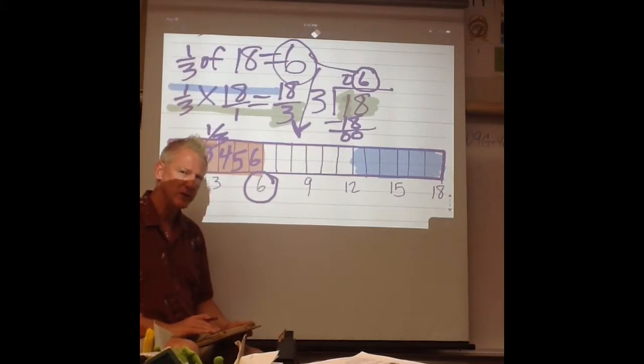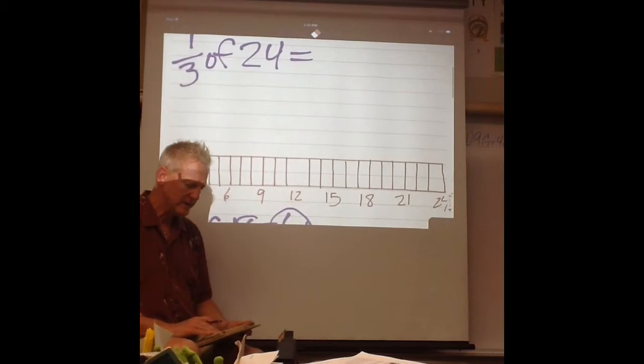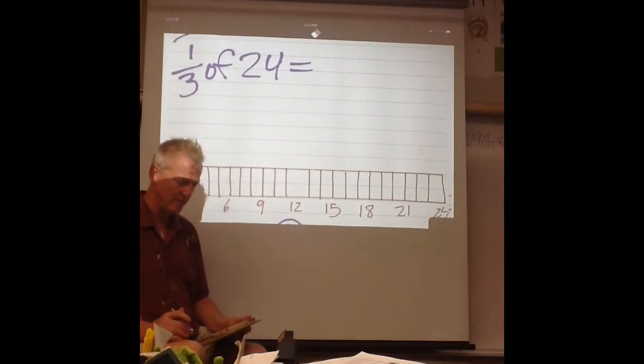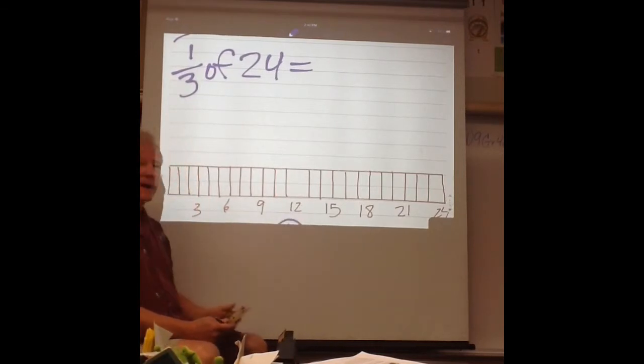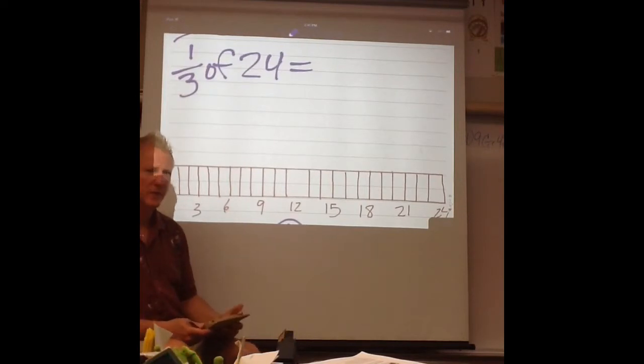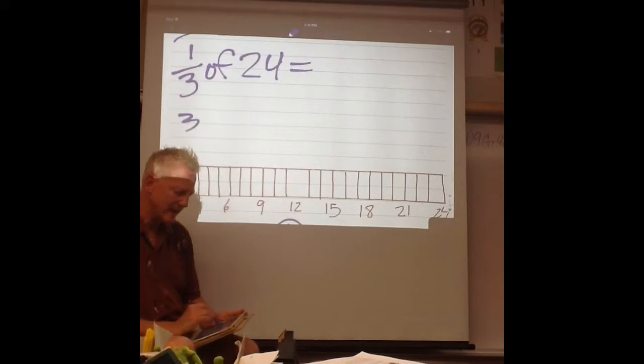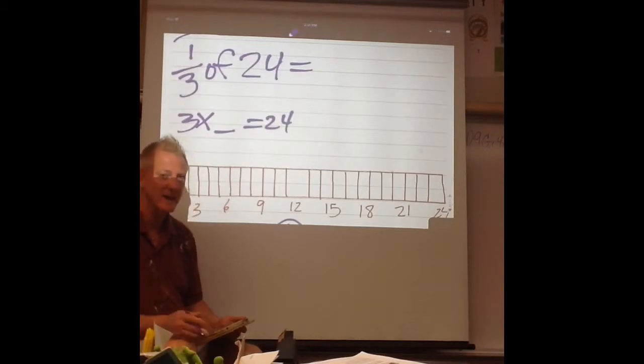Let's change our number, shall we? Let's do 1/3 of 24. As you can see, that's a lot of boxes, isn't it? So what's 1/3 of 24? Well, what we're kind of asking, and you probably already noticed this, is 3 times what is 24? That's kind of what we're asking, aren't we?